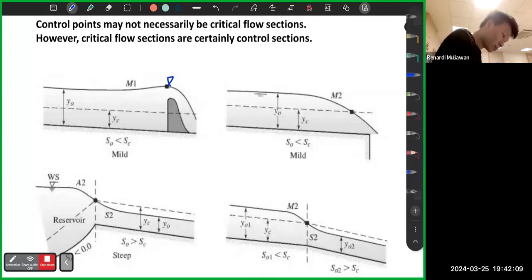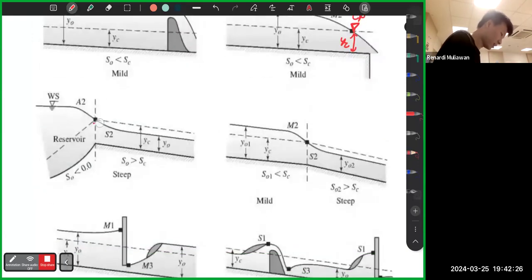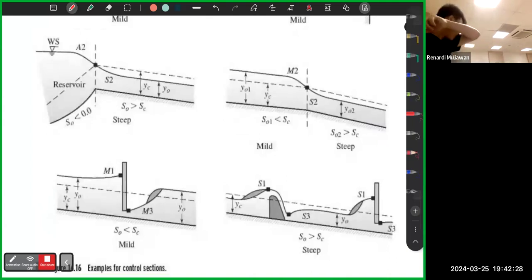Same as this one, M2, right? This one is going to the supercritical flow, drops down like this. It must pass through YC. So this is a control point. Same as this one, and yeah, you can see the examples now. Okay.